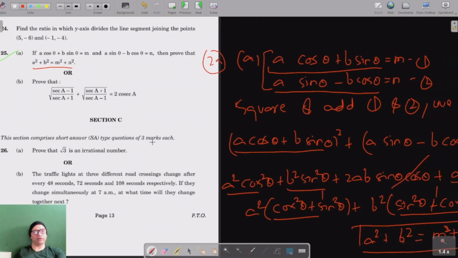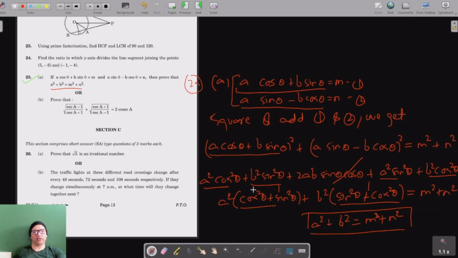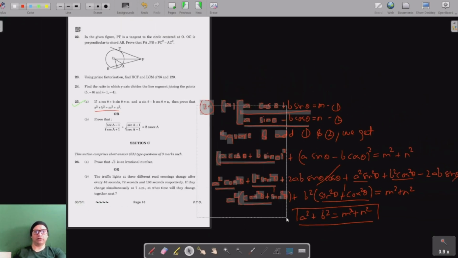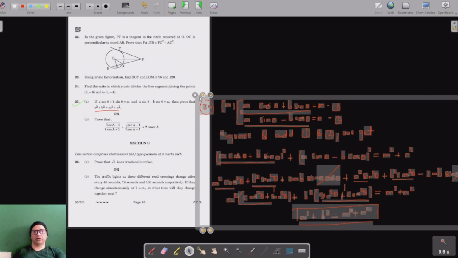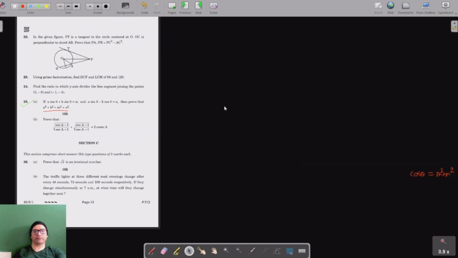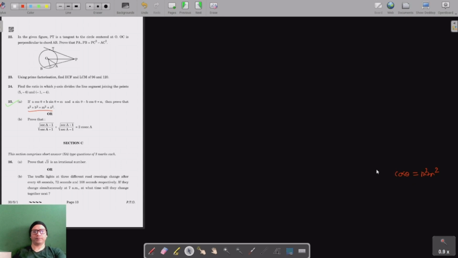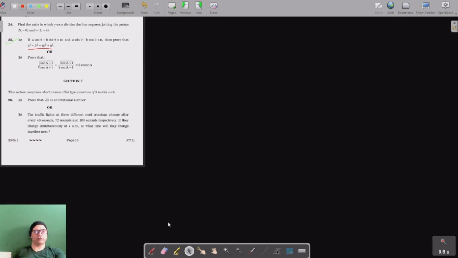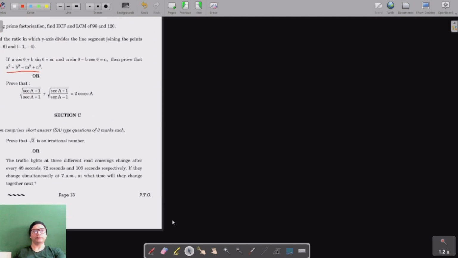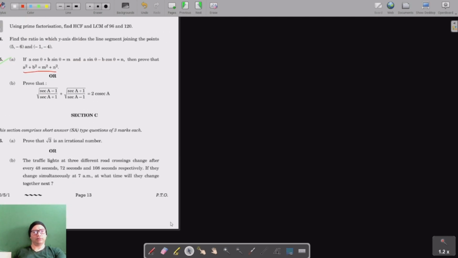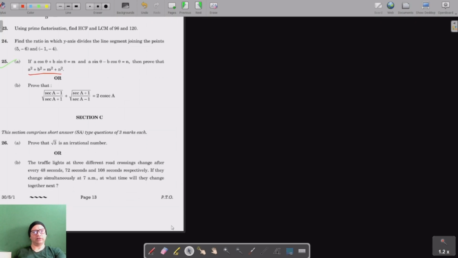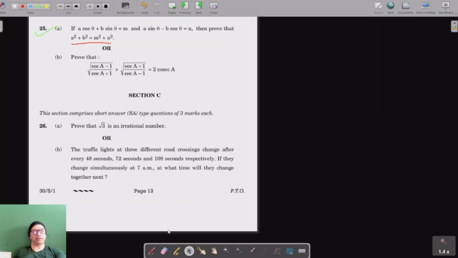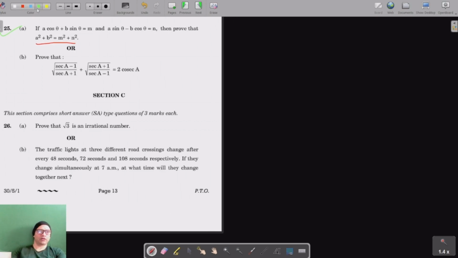Let's move on to part B, for which we have to prove the trigonometric identity. So let me erase this. Okay, for question number 25, part B, we have to prove the trigonometric identity.